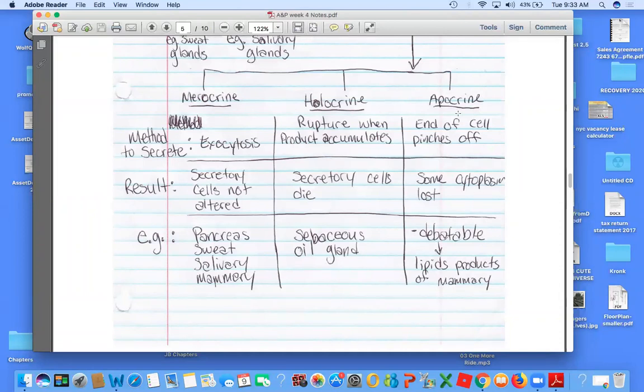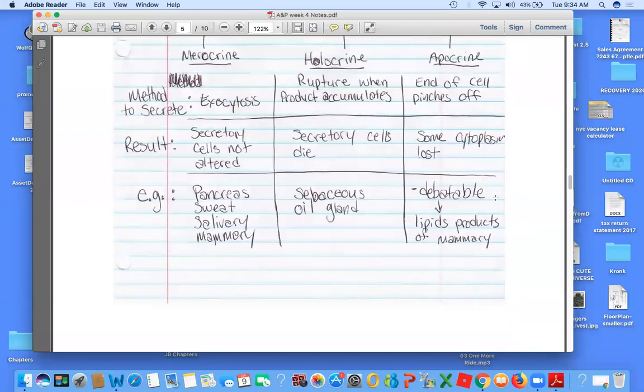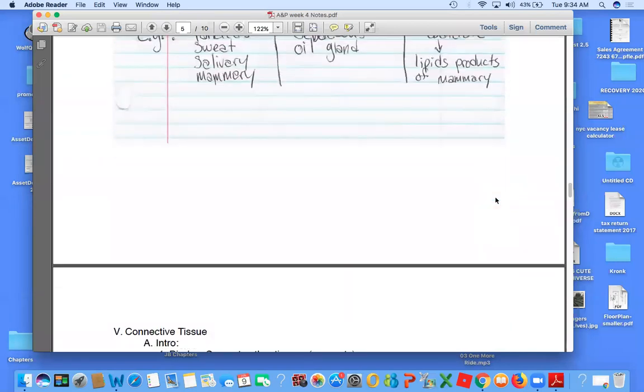And then your apocrine glands are kind of cool. Your apocrine glands are your nasty glands. We're going to talk about this when we do the skin. When we do the skin, we do hair, nails, sweat, all the gross stuff. We're going to do that on Thursday. But with apocrine glands, that's like in your armpit and in your private areas, your axillary areas or your genital areas, okay? Where the ends of the cell pinch off, you lose a little cytoplasm, and you make that nasty sweat that smells, all right?